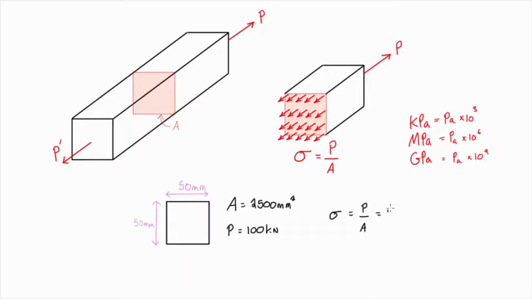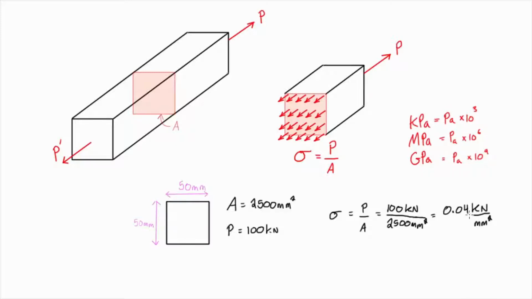We're going to get 100 kilonewtons over 2,500 millimeters squared, and that's going to give us 0.04 kilonewtons per millimeter squared. Now that's a pretty weird unit, because I know that newtons per meter squared are equivalent to pascals, but looking at this, it's not super obvious.